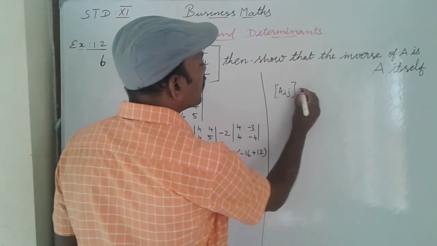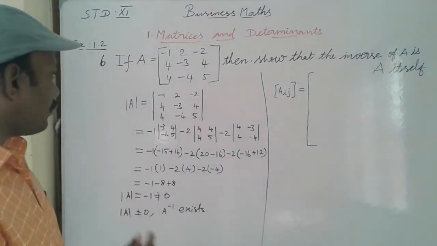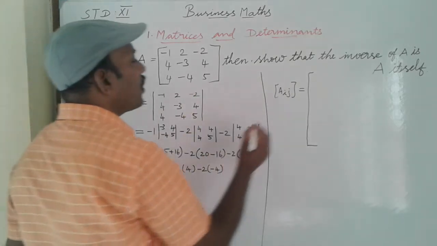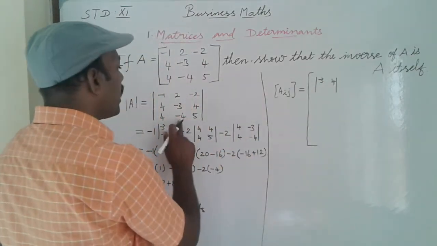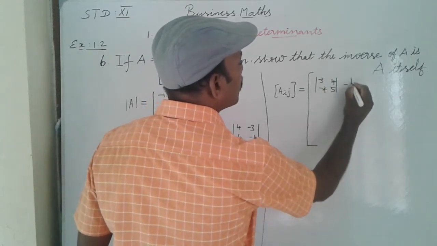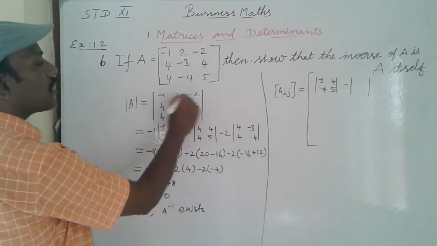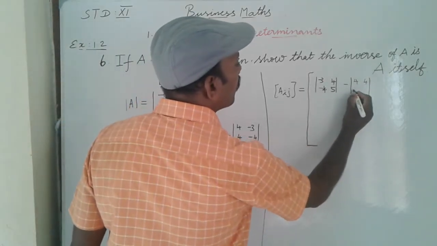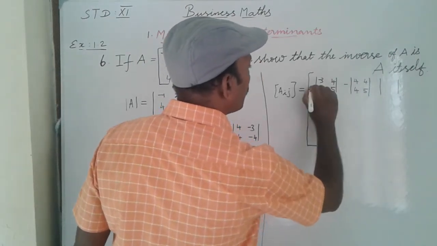The Aij matrix is equal to: first, the cofactor of minus 1, we should find with the remaining row and column elements, the determinant of minus 3, 4, minus 4, 5. Next, minus is a symbol. The cofactor of 2, with the remaining row and column elements 4, 4, 4, 5. Next, the signs are plus, minus, plus.